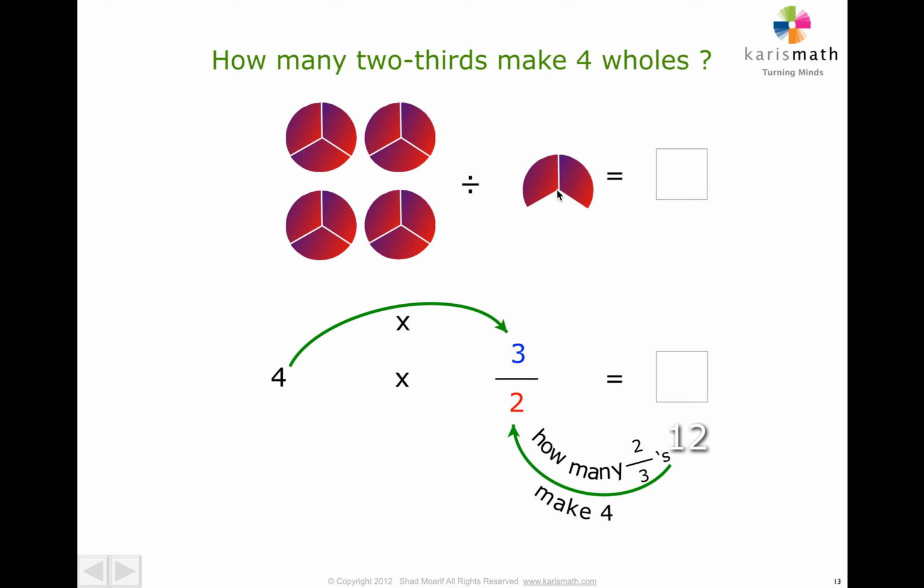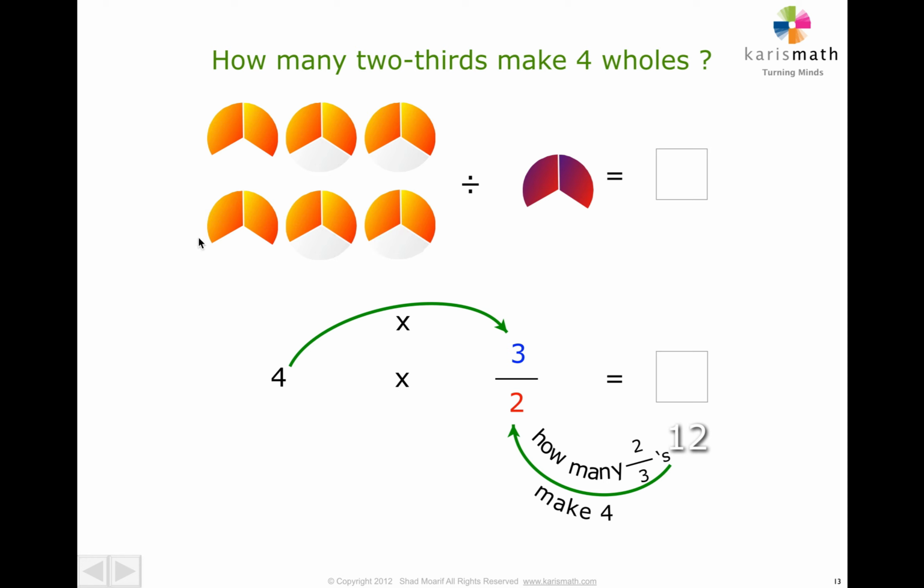Well, how many 2/3 make 4 wholes or 12/3? So we can see, let's look at that one. 1, 2, and then these 2 here makes a 2/3. And then again, another one here, another one here. And then these 2 make another 2/3. So how many? 1, 2, 3, 4, 5, 6. So how many 2/3 make 4 wholes? It's the same as asking how many 2/3 make 12/3, which is like saying 12 divided by 2, which means the answer would be 6. Do you get it? That's your answer.